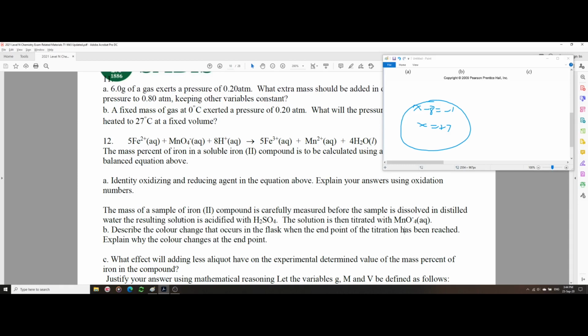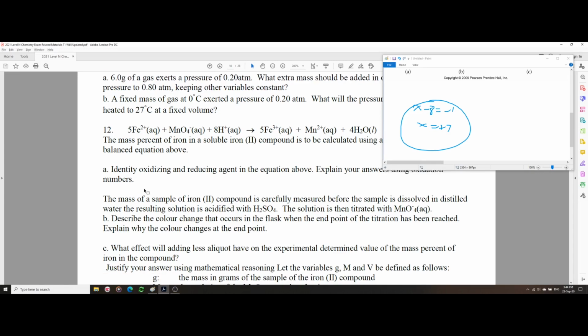So describe the color change that occurs in the flask when the endpoint of the titration has been reached. First of all, let's go back. As I was saying, you're dropping this drop by drop, so its concentration is really low, and whenever you add a drop, it immediately reacts with the iron 2 ion to give an iron 3 ion and the manganese 2 ion. So what's the color of this? It's greenish. This is pinkish. But there's one issue: it's one drop and it immediately reacts, so you won't really see any pinkish color. It's going to be mostly greenish. So it's greenish to something.